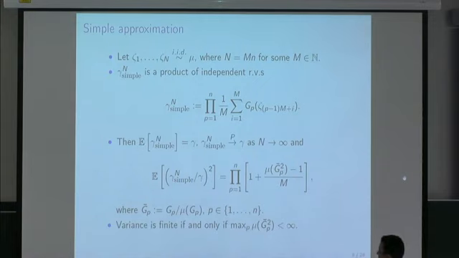And you can look at its second moment, or its relative second moment, and it's basically a product of 1 plus mu of g bar p squared minus 1 over capital M. So this is the relative second moment of GP under mu, and you get this product.